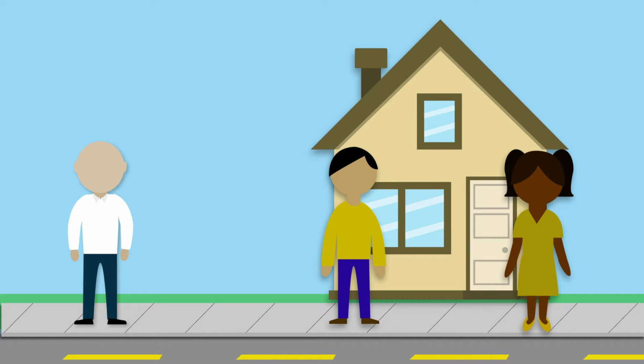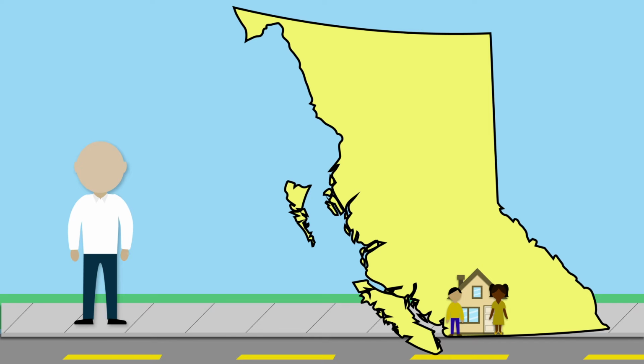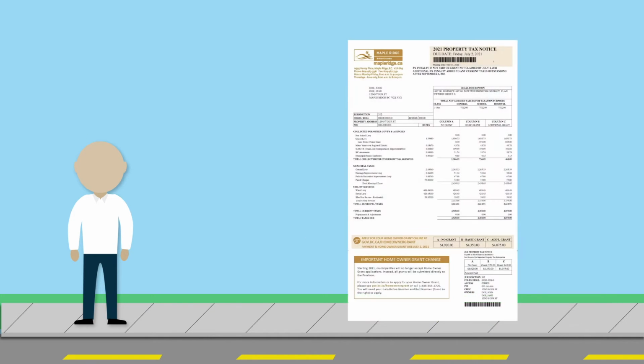The first thing you should know is that the tax notice includes more than the City of Maple Ridge taxes and utilities. The provincial government and other agencies use the local governments to collect other taxes and levies. Let's look at the items in the Collected for Other Governments and Agencies category on your tax notice.